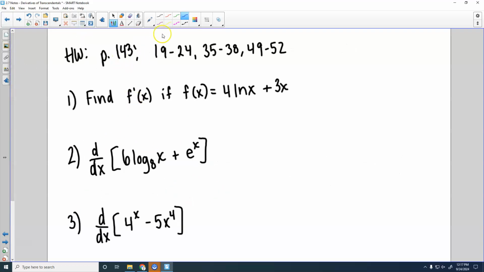So your assignment is going to be to do page 143, 19 through 24, 35 through 38, 49 through 52, and then these 5 problems that you see on the last slide. You have the rest of the class period to work on that, and if you have any questions about any of it, we can go over it tomorrow.